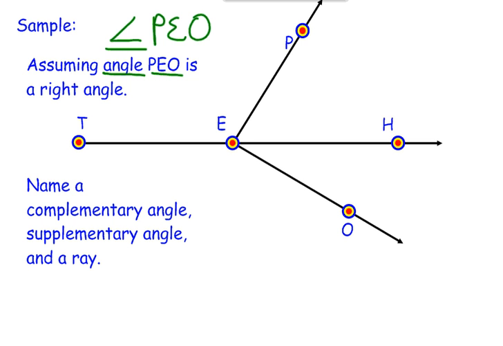Angle PEO. So remember to use that symbol as you go about naming complementary and supplementary angles. That is lesson 69, looking at complementary and supplementary angles.